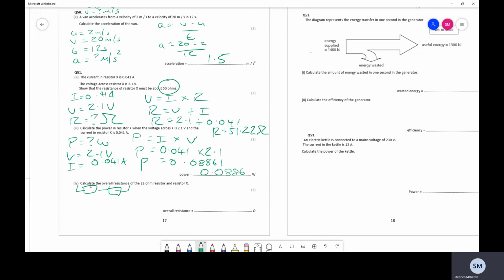I'm going to call this one the 22 ohm resistor, and this one resistor X. Now we've worked out that resistor X is 51.22. And remember, our total is equal to R1 plus R2 and so on. However many resistors you have in series, add them together, and that's the total resistance. So our total will equal R1, which is 22, plus 51.22, giving me an overall resistance of 73.22 ohms.